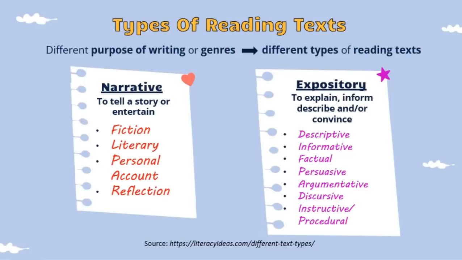Let's look at the different types of reading texts. Generally, there are 2 types of texts, narrative and expository. As you are going to read 10 different texts in the Muet reading test, you have to understand that these texts are written by different authors. They have different purposes of writing, and what they write could be of different genres. A narrative text is when the author wants to tell a story or entertain. So you might find a fiction text, a literary text, or perhaps a personal account or reflection.